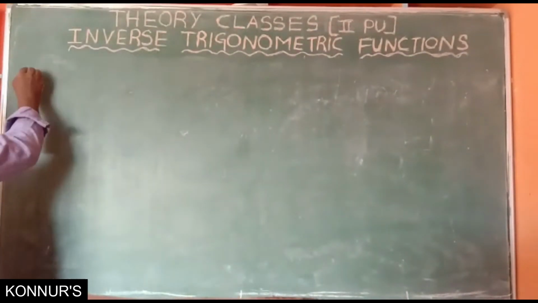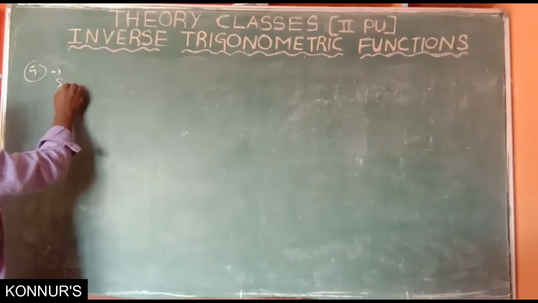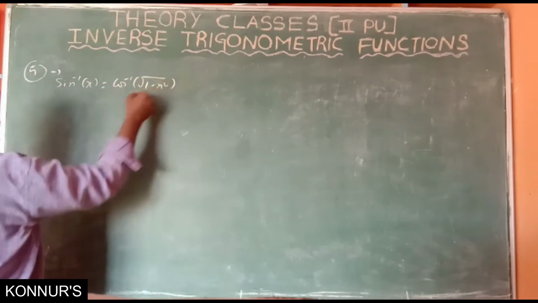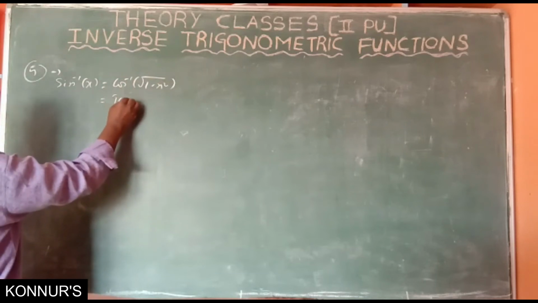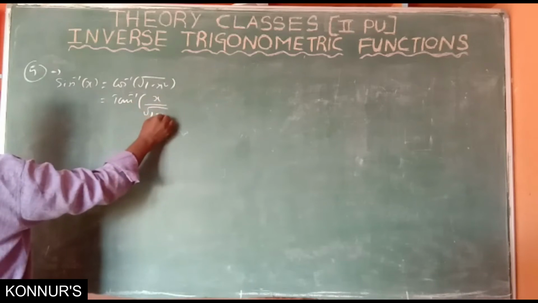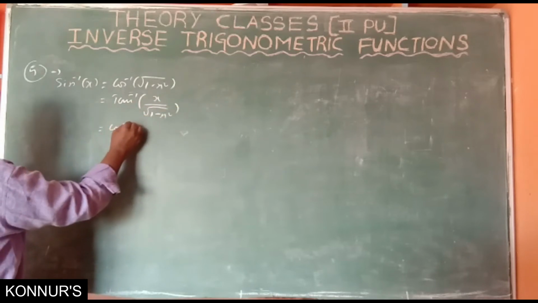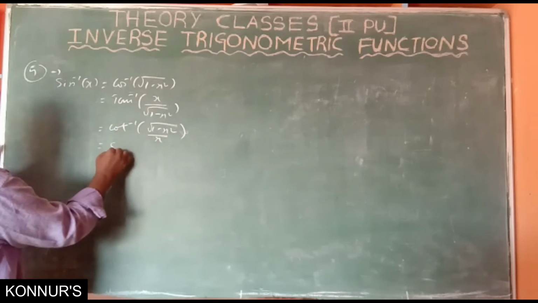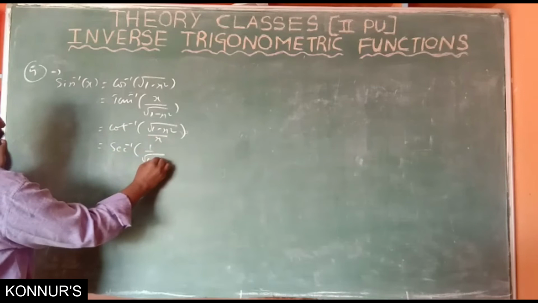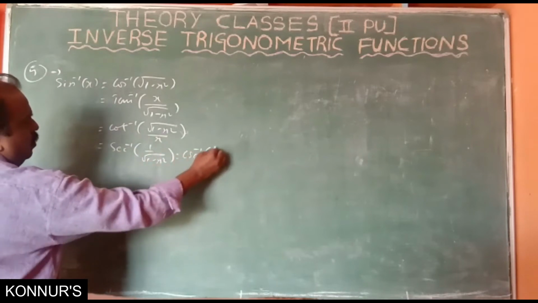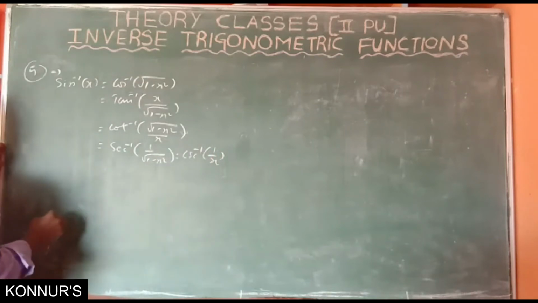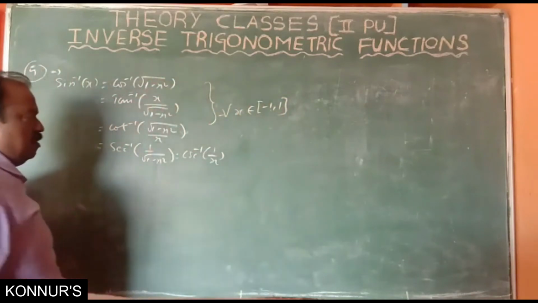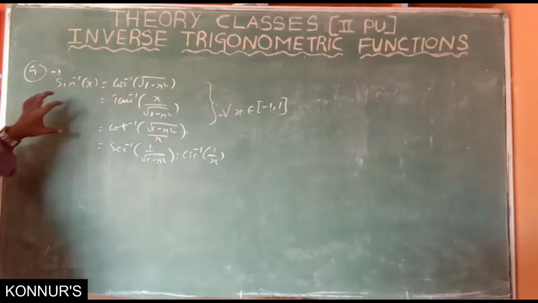Fifth one. Sin inverse x is equal to cos inverse root 1 minus x square, and tan inverse x by root 1 minus x square, and cot inverse root 1 minus x square by x, and secant inverse 1 by root 1 minus x square, and cosecant inverse 1 by x, for all x belongs to (minus 1, 1). That is the condition. It is simple.